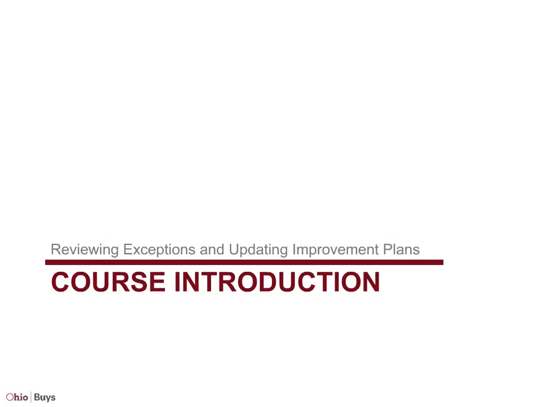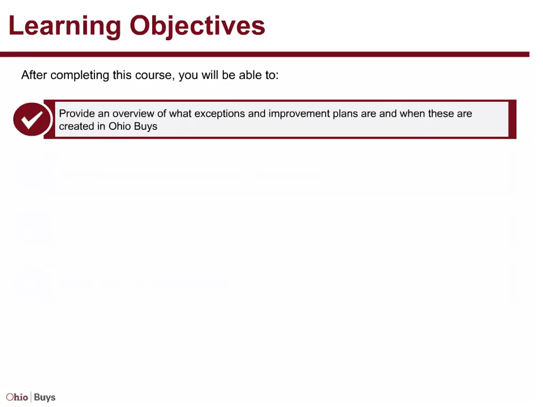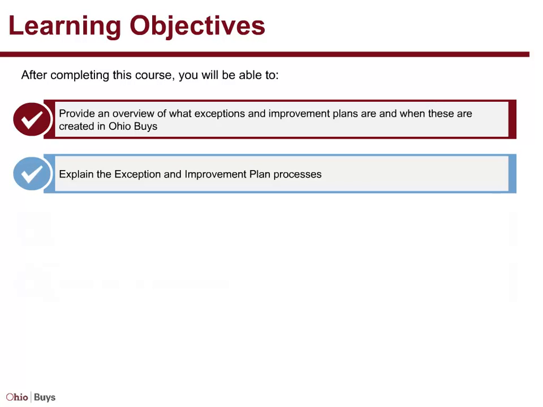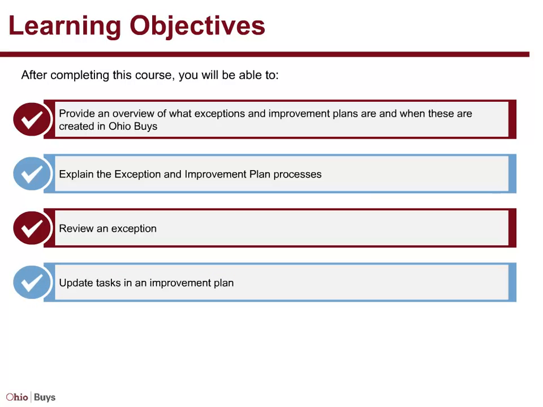Course Introduction. After completing this course, you will be able to provide an overview of what exceptions and improvement plans are, and when these are created in Ohio Buys. Explain the exception and improvement plan processes. Review an exception. And update tasks in an improvement plan.